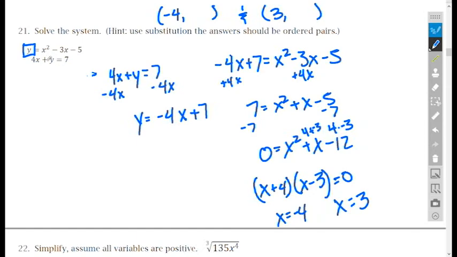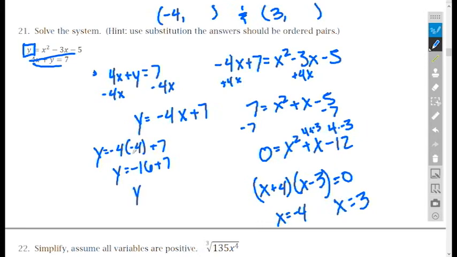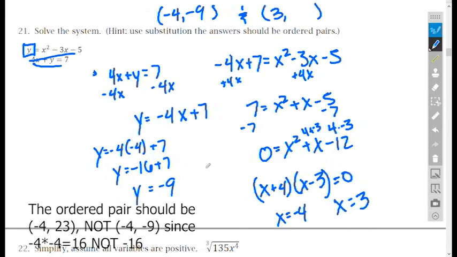Okay, I can use this one, I can use this one, I can even use this one. And I actually think this second one is the one I want to use because it's already solved for y. So let me just plug my x coordinates into that and see what my y is. So I'll plug in negative 4 into x. So I get negative 16 plus 7. So that's negative 9. So the y coordinate for my first solution is negative 9.